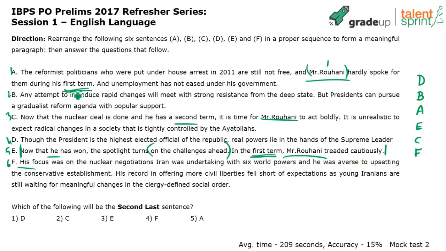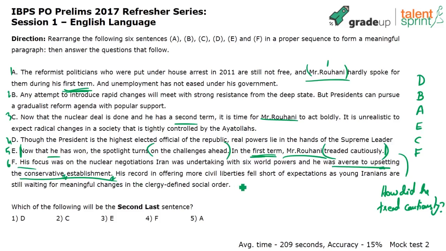Even though I have first term, here it's talking about something that he did not do. But how else did he tread cautiously? The question that you need to ask is, how did he tread cautiously? You need to look for context that is answering this question. So let's look at context answering this question. F says his focus was on the nuclear negotiations Iran was undertaking with 6 world powers, and he was averse to upsetting the conservative establishment. Averse to upsetting the conservative establishment means he didn't want to take any risk. He didn't want to upset something that has been established, like traditionally, this is what this establishment follows or practices. He didn't want to upset that one.